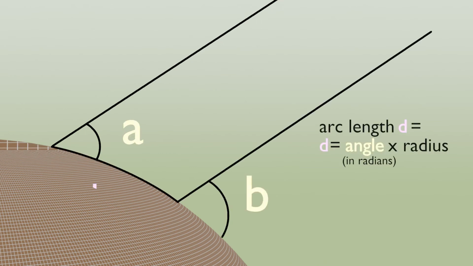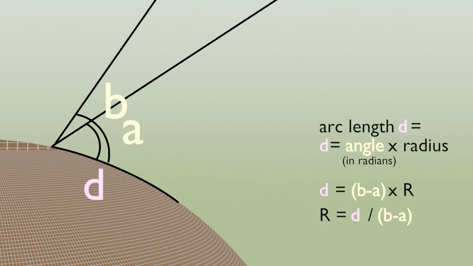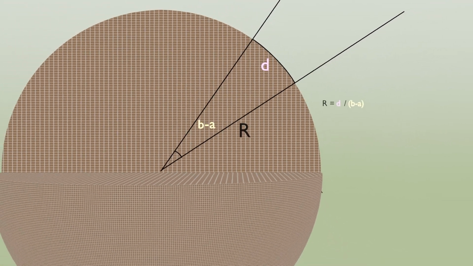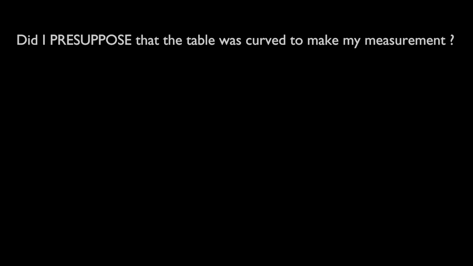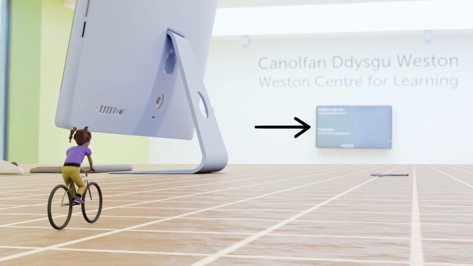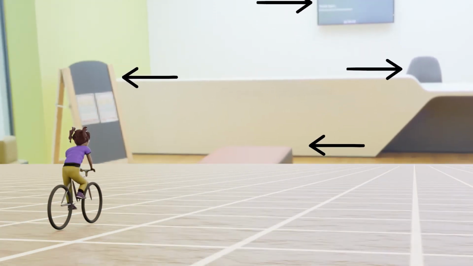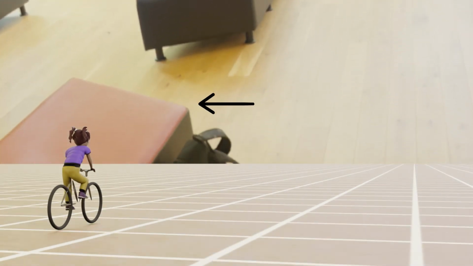Okay, so this is how it is possible to measure the curvature of a table by looking at a light bulb or screen. But it's important to say, did I presuppose that the table was curved to make my measurement? Yes, I did. I also presuppose that all of the angle change is attributable to the curvature of the table, and not because the object is close, for example.